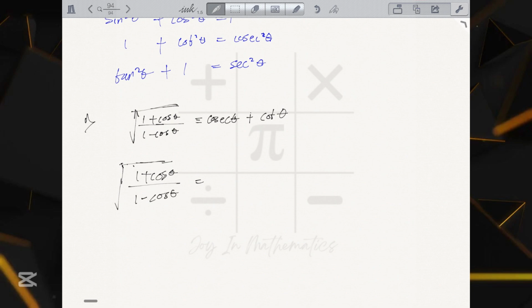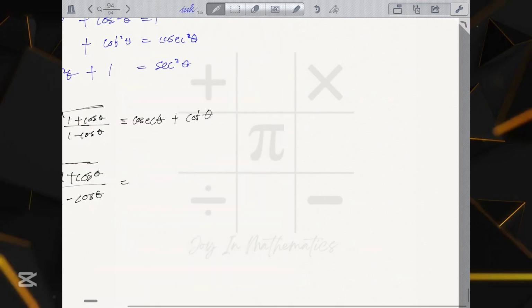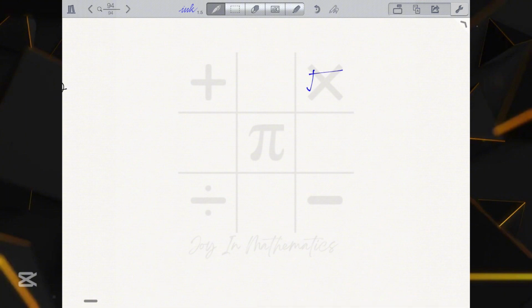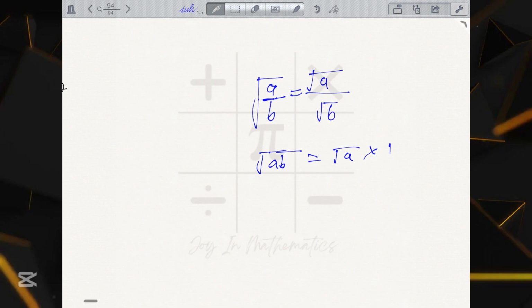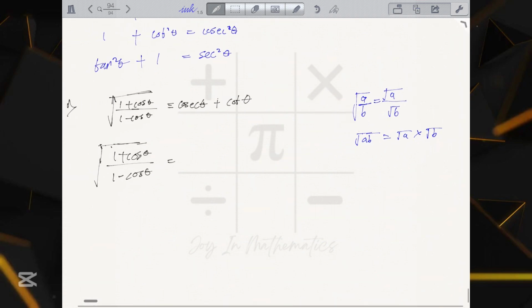According to the rules of surds, you can watch more lesson videos on surds, root a divided by root b is equivalent to root a over b. Similarly, root ab is equivalent to root a multiplied by root b. So applying the first rule of surds, the division rule, we will have that root of 1 plus cos theta divided by 1 minus cos theta is equivalent to root 1 plus cos theta divided by root 1 minus cos theta.